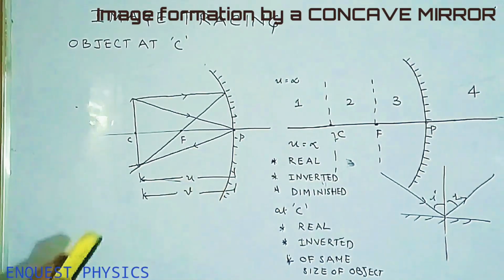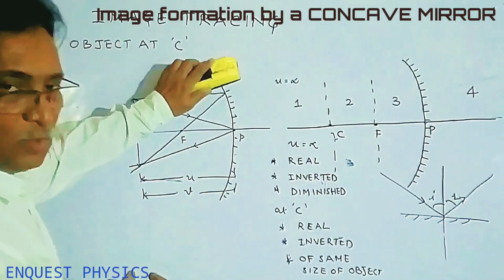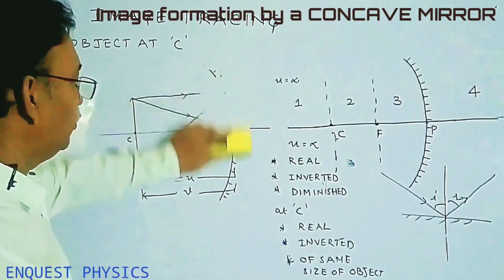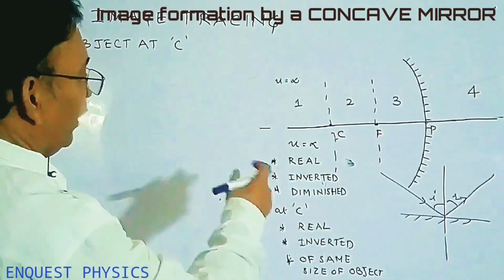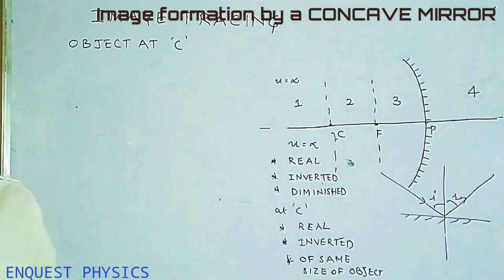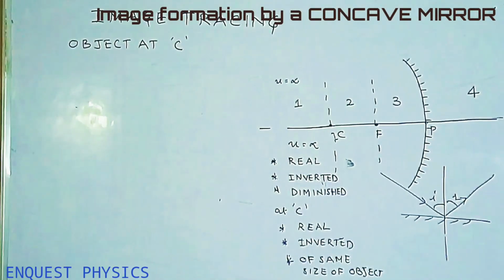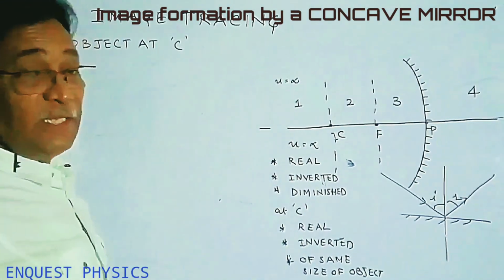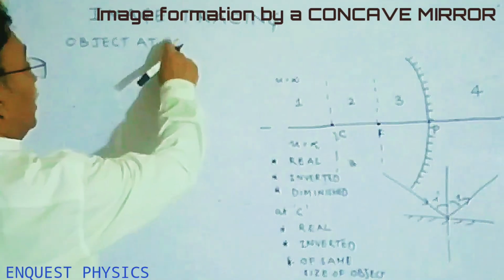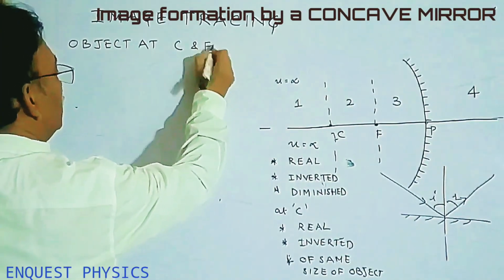And we are coming to the next segment where we are keeping the object. I hope you understood the image properties also. And now see the third. We kept the object in between C and F, center of curvature and focal length.